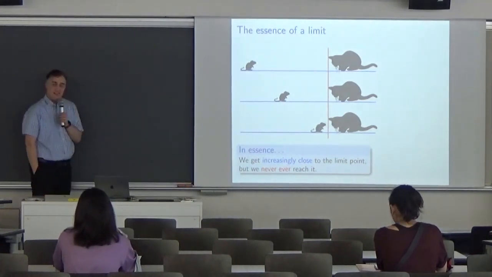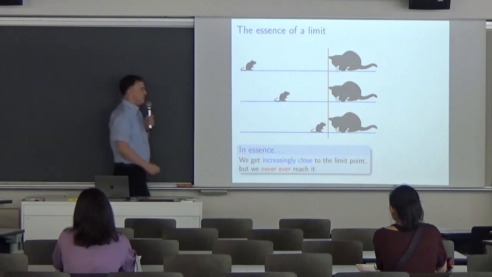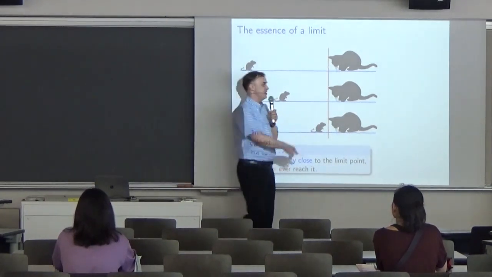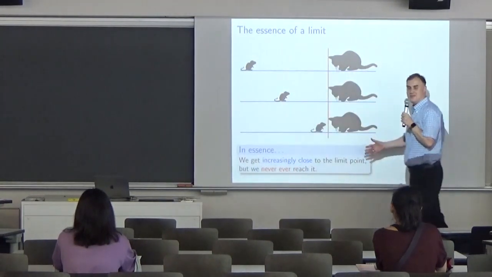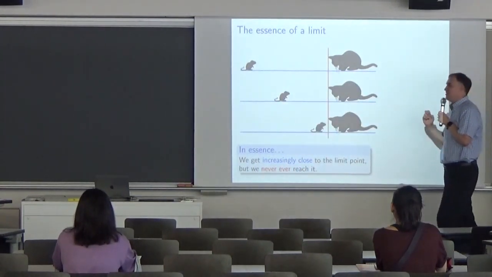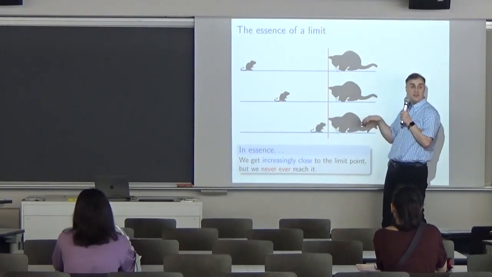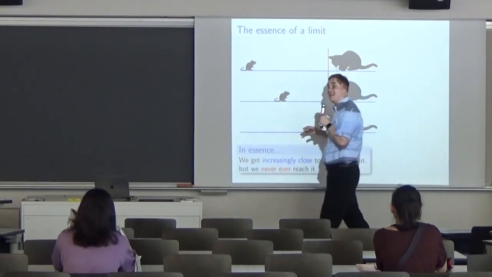So the mouse never gets eaten, and the mouse moving towards the cat is exactly the same as if we had a mouse moving towards an elephant or a person or a house or anything else. It doesn't matter what's actually here because the mouse never actually gets there. It just gets arbitrarily close. And that's the essence of a limit.